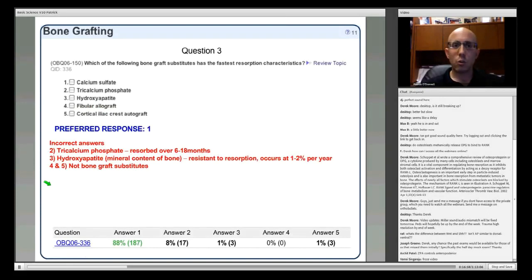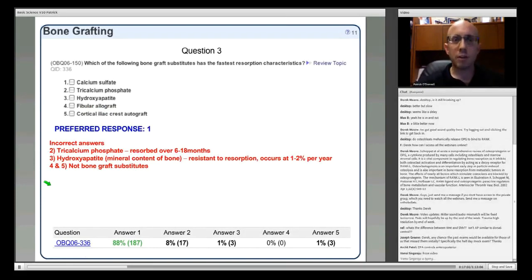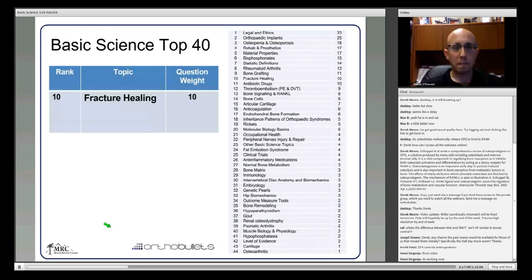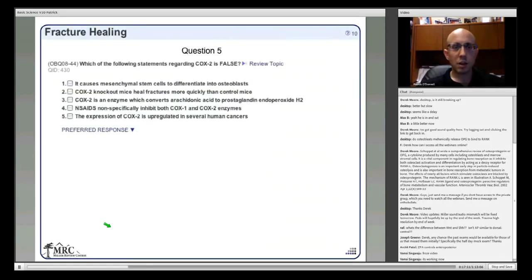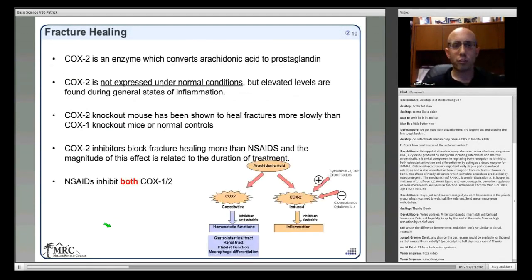Going back to the question, which of the following bone graft substitutes has the fastest resorption characteristics? It's 1, calcium sulfate. 88% of you guys got that correct. That's awesome. Fracture healing. Question 5, which of the following statements regarding COX-2 is false?